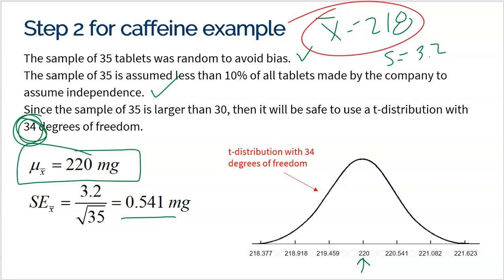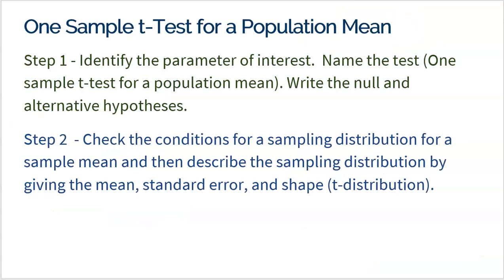Remember, this video is just about getting everything set up with step 1 and step 2. So let's do a quick review of step 1 and step 2, because this is actually pretty simple. I want this to be easy for you. So step 1, identify the parameter of interest and name the test. It's a one sample t-test for a population mean. And then you could continue that in one sentence: this is a one sample t-test for the population mean, and then give the context after that.